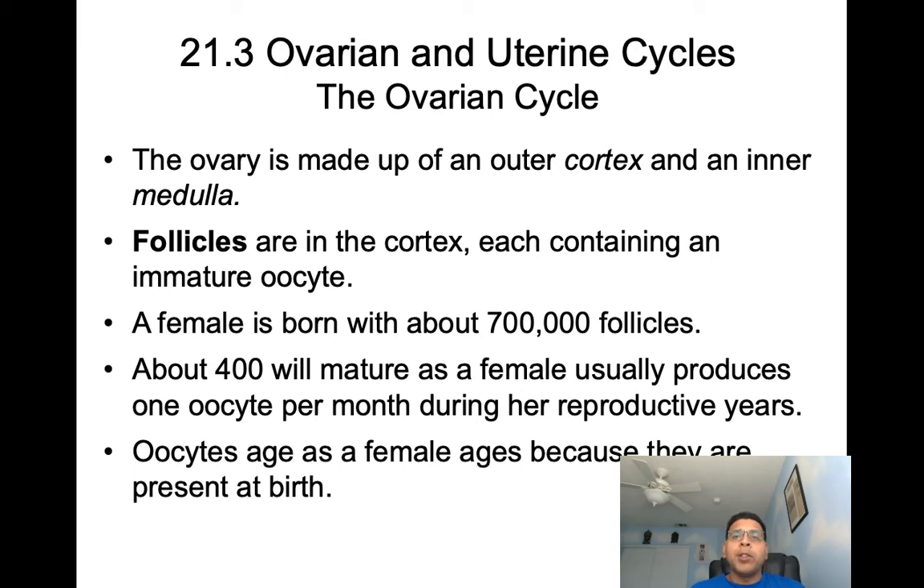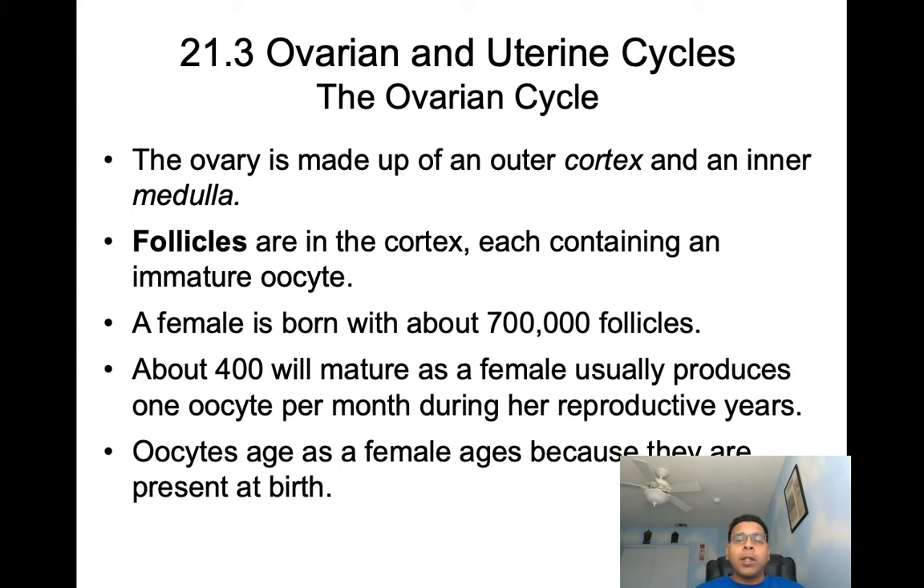When we talk ovarian and uterine cycles, we'll talk about the ovarian cycle first, and then we'll go through the uterine cycle towards the end. Hormone levels cycle in the female monthly, and the ovarian cycle will drive the uterine cycle. So let's look at the ovarian cycle first. First, let's discuss the ovaries.